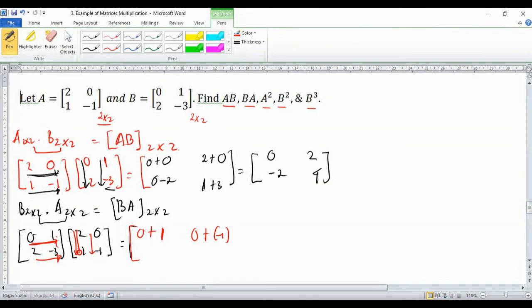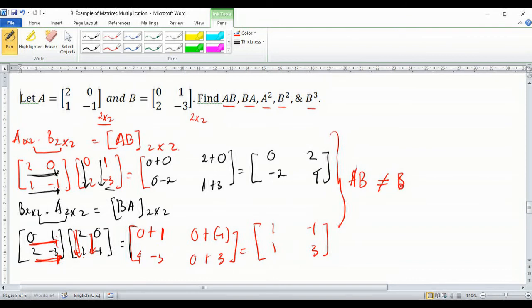Second row times the first column: 2 times 2 is 4, minus 3 times 1 is minus 3, so 1. And then the second row times the second column: 2 times 0 is 0, plus minus 3 times minus 1 is 3. So this result will be 1, minus 1, 1 and 3. So from here, we can see that AB is not equal to BA, right? Okay, that's it. So now how to find A square?